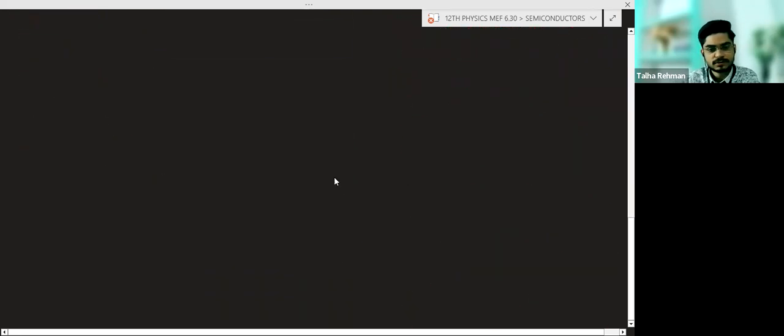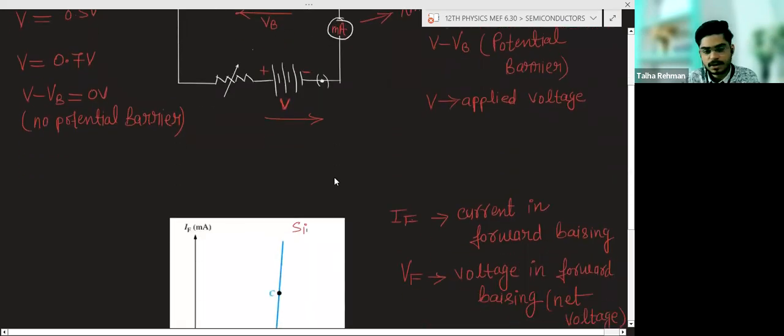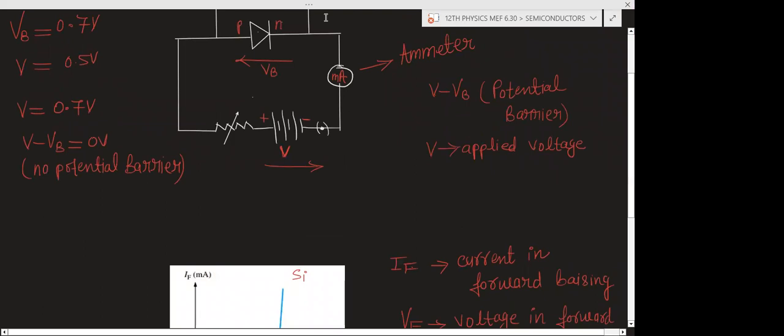VI characteristics. Any other things there? No. Okay, Nafisa, understanding what I told you? Yes, sir.